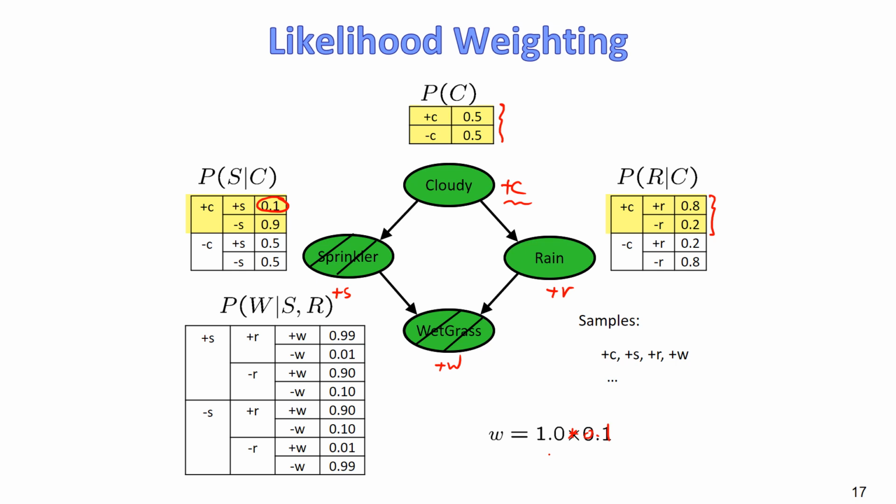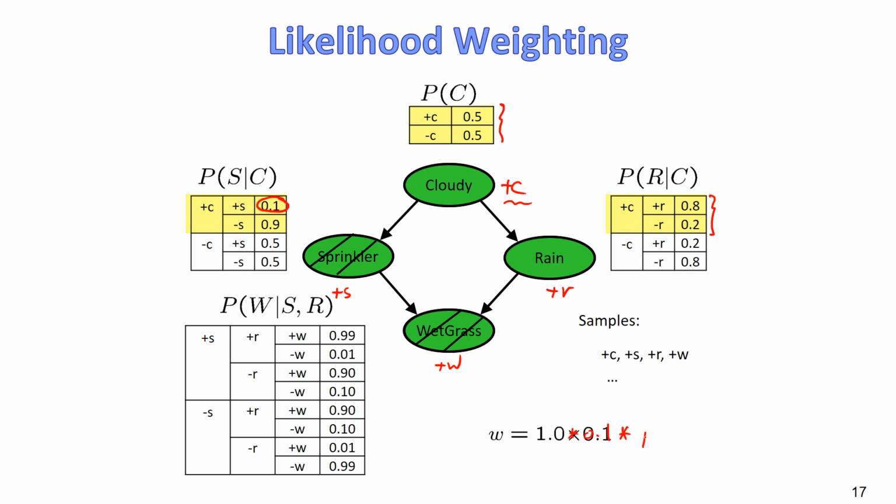So that's why we need to fix its probability. Okay, so the last one is wet grass. Now wet grass is observed, so we will not sample from it, but we will need to update the weight of the sample. So how will we update the weight of the sample?